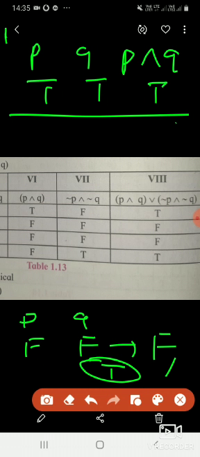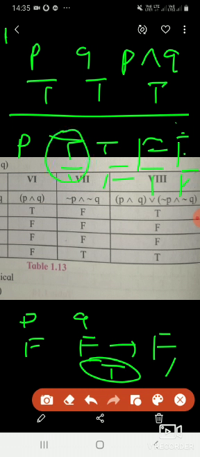Now we know the value of P already. What is P? True, true, false, false. That is P. And Q is true, false, true, false. So first one true and true, true. This is false, another one is also false. So both are true, that is true, and the rest of everything is false. Correct?